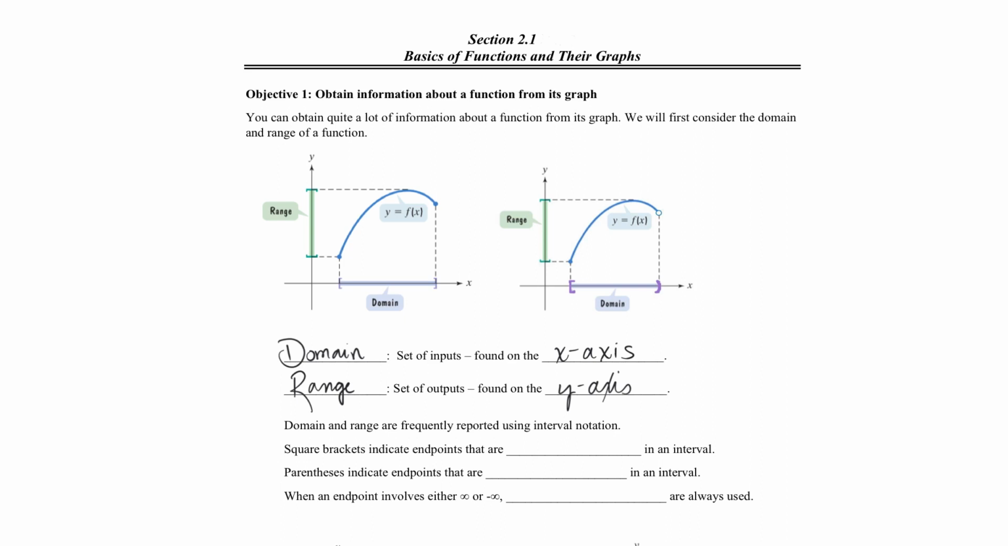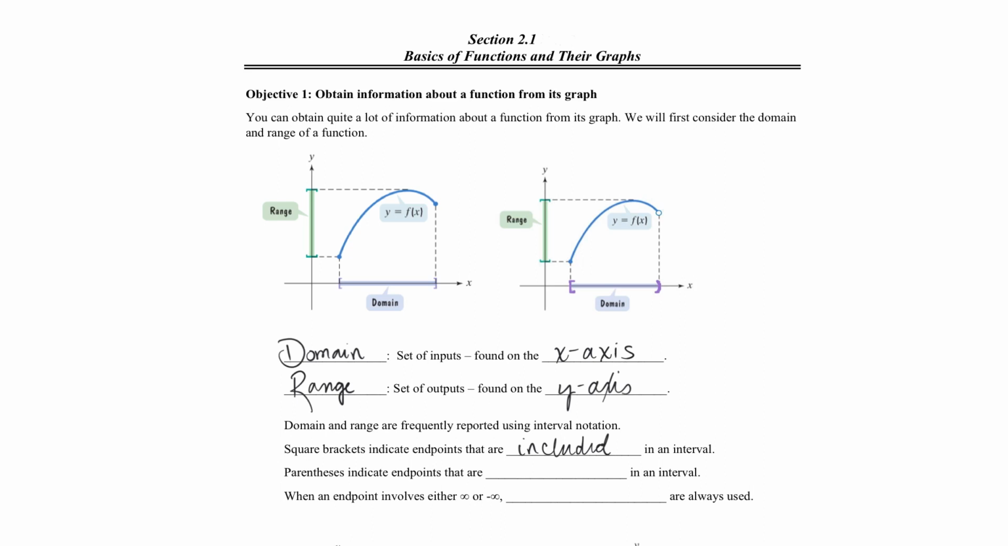So we're going to use something called interval notation to report the domain and the range for given values. And I can see that because there's a closed circle where the graph begins and there's a closed circle where this graph ends, then both endpoints are going to be included in the domain. And when I include the endpoints in an interval, I use square brackets, right? So square brackets indicate endpoints that are included in an interval.